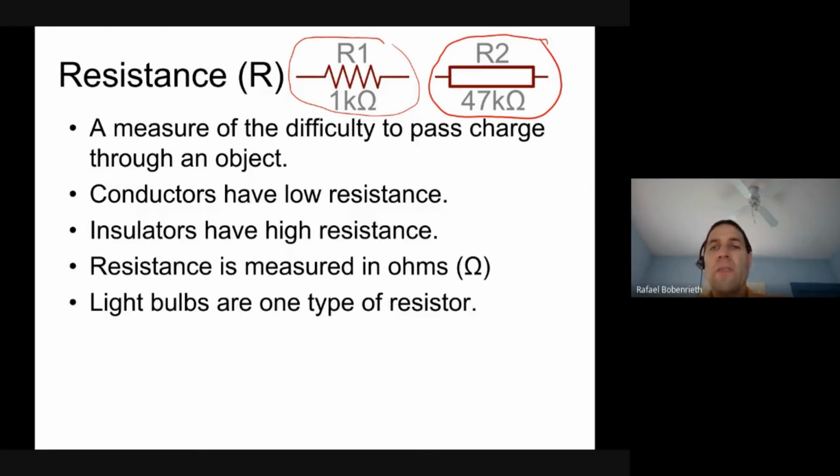And notice resistors are often labeled with a number, and then the resistance value is usually given in ohms or oftentimes kilo ohms. The most common resistance values you'll see are actually thousands of ohms, or kilo ohms.